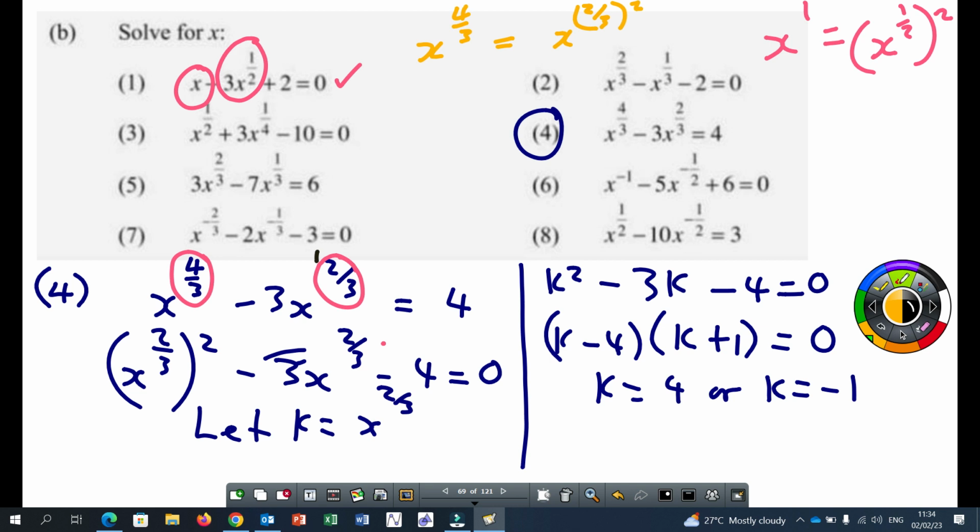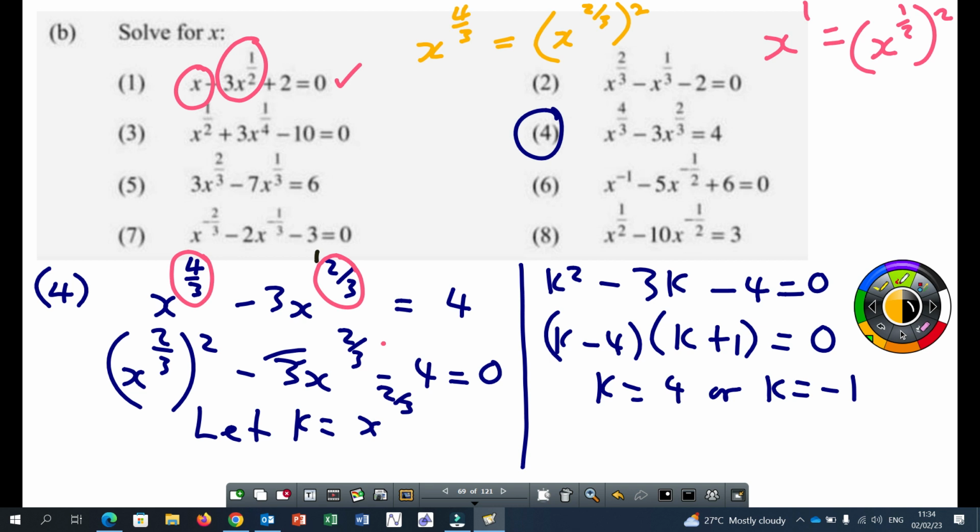So do you not put the brackets like... Alright, sorry, the brackets must be covering the x as well. So it will be like that. So it's x to the power of 2 over 3, all squared.